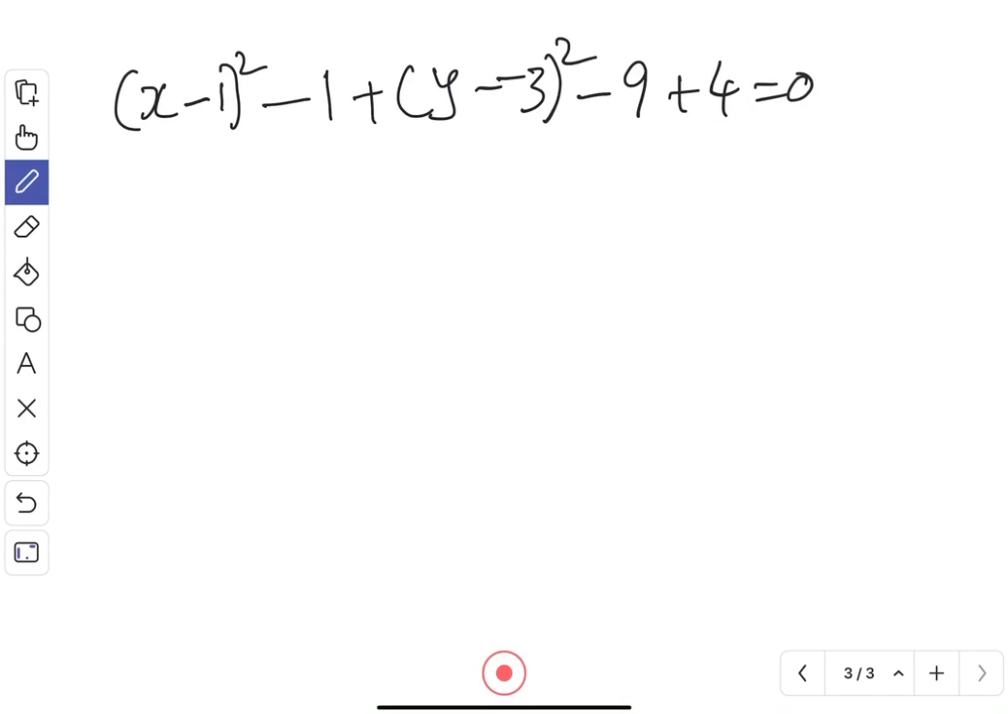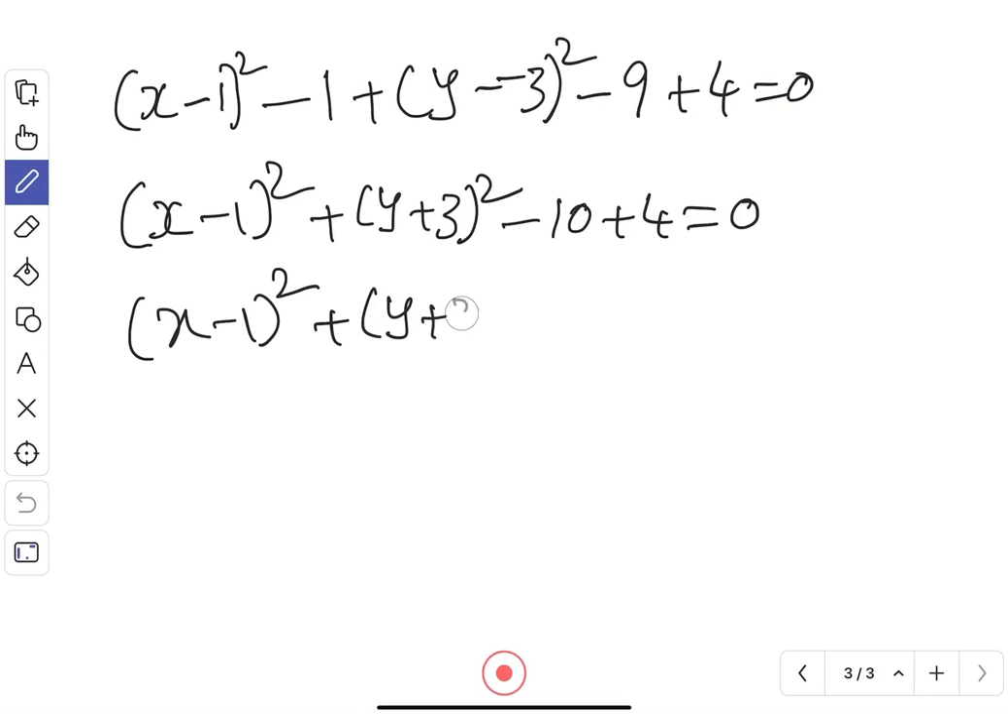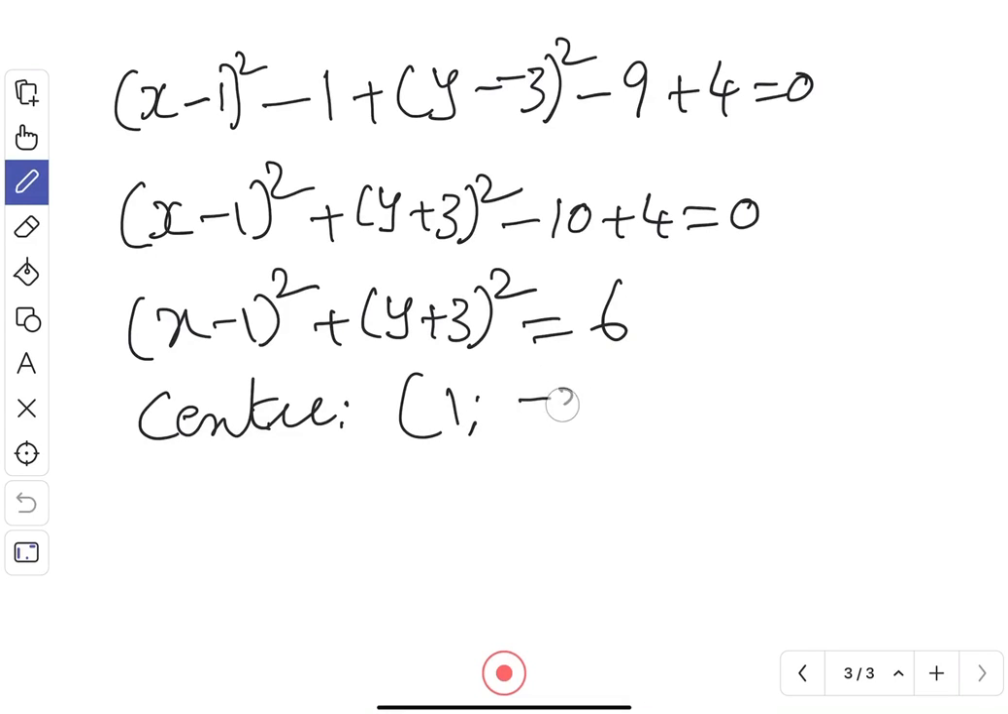Now it's very simple, straightforward. x minus 1 the whole squared, plus y plus 3 the whole squared. Now I simplify: this becomes minus 10 plus 4 is equal to 0. So x minus 1 squared plus y plus 3 the whole squared is equal to 6. My center, remember, I change the sign, so it is 1 and negative 3, and my radius is not 6, my radius is root of 6. I hope that is clear.